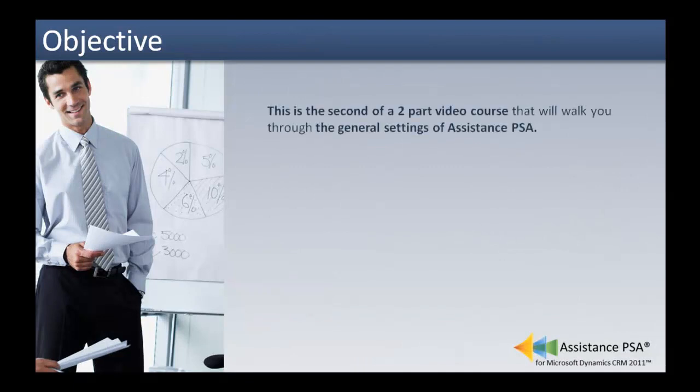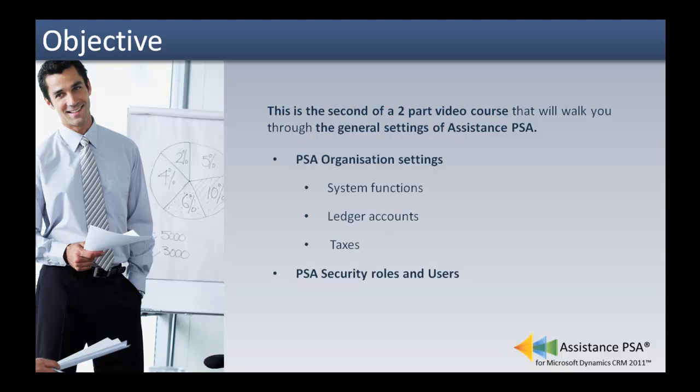This is the second of a two-part video course that will walk you through the general settings of Assistance PSA. This tutorial will focus on security roles and users. After its completion, you will be able to define your PSA security roles, assign them to a CRM user, and create PSA users. Note that this course is a prerequisite to the configuration of your blueprint.